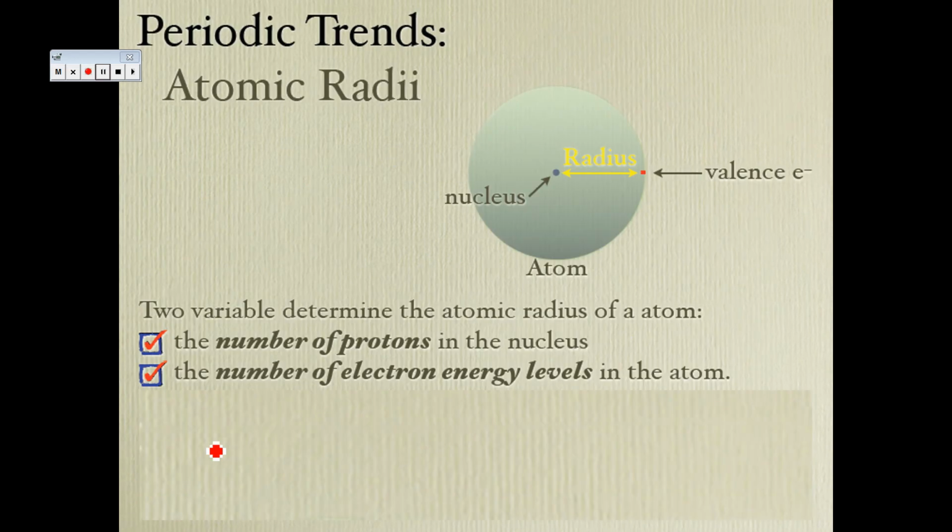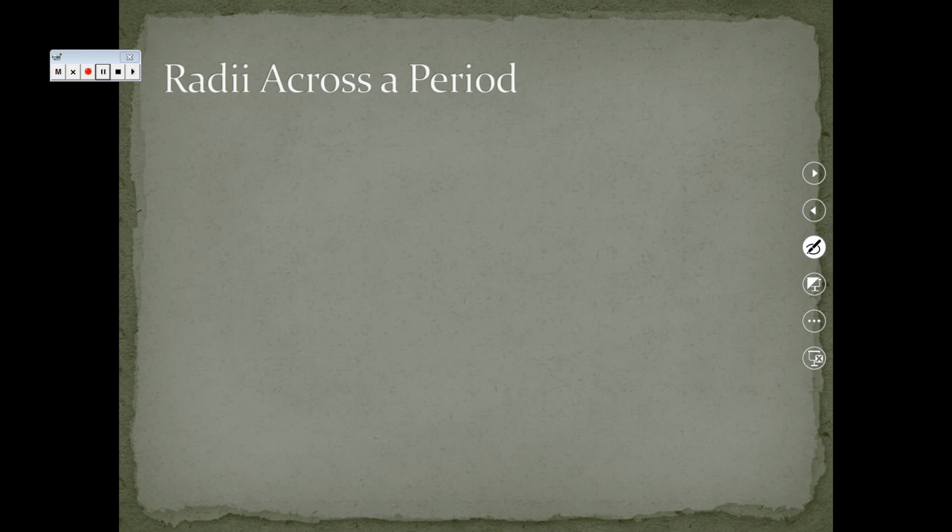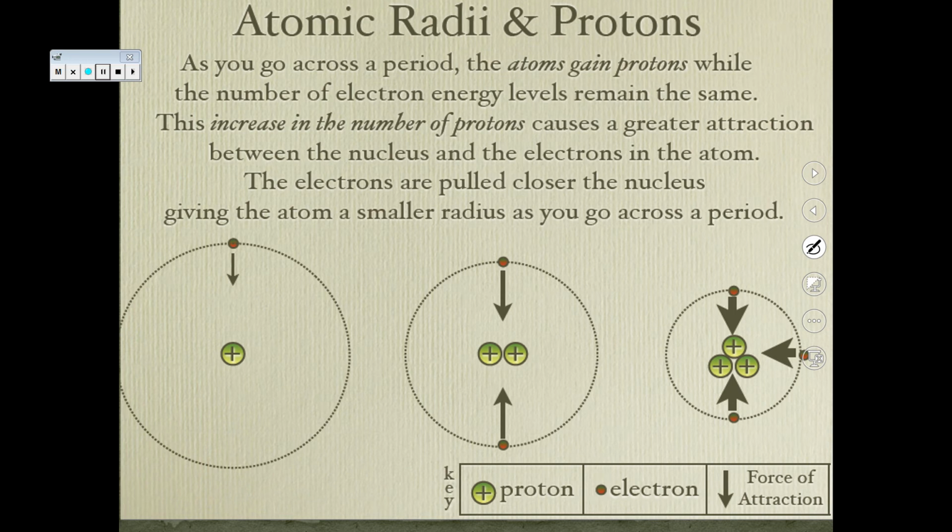Periodic trends, atomic radii. The atomic radii is the distance from the nucleus of an atom to the valence electron outside shell. There are two variables that determine the atomic radius of an atom: the number of protons in the nucleus and the number of electron energy levels in the atom. So those two things determine how big an atom is going to be. Let's take a look at how those two things affect the radii as you go across a period.